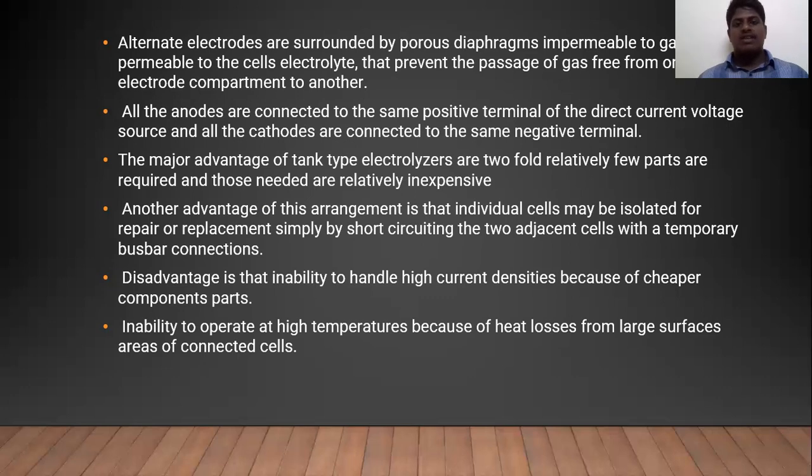The major advantages of tank type electrolyzers are twofold: relatively few parts are required and those needed are relatively inexpensive. Another advantage of this arrangement is that individual cells may be isolated for repair or replacement simply by short-circuiting the two adjacent cells with temporary busbar connections. The disadvantages are the inability to handle high current densities because of cheaper component parts, and the inability to operate at high temperatures because of heat losses from large surface areas of connected cells.